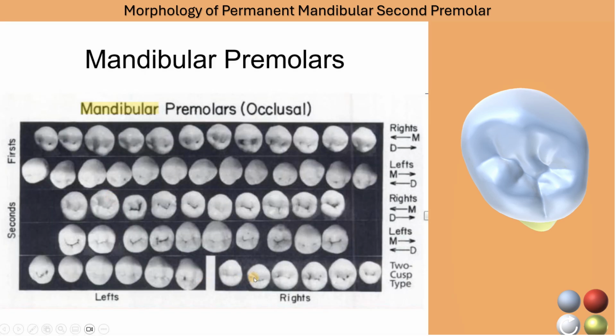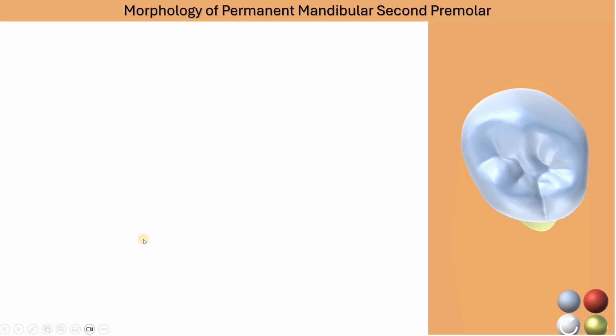Here are some examples. You can see the smiley shape here and the H shape here. Maybe it typically tries to form a V shape over here. But in a three-cusp type, you will have the typical Y-shaped pattern. So this finishes with the mandibular second premolar.